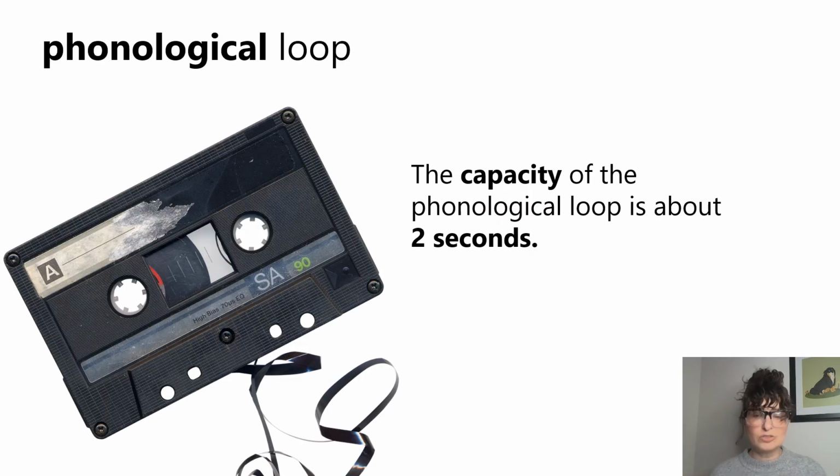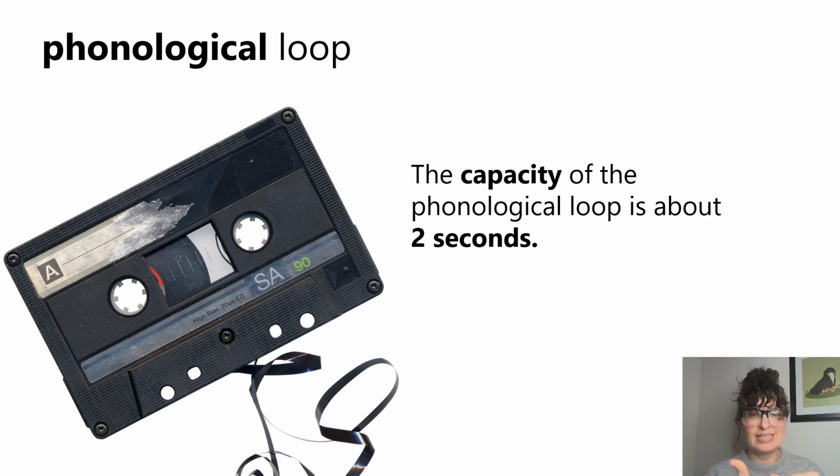The phonological loop is in charge of maintaining verbal or auditory information. And so the capacity of the phonological loop is about 2 seconds. Sometimes students get confused and assume that this 2 seconds is the duration of information in the phonological loop, but it's literally the capacity. It's how much information a person can encode in the phonological loop. And you've got like about 2 seconds of tape.